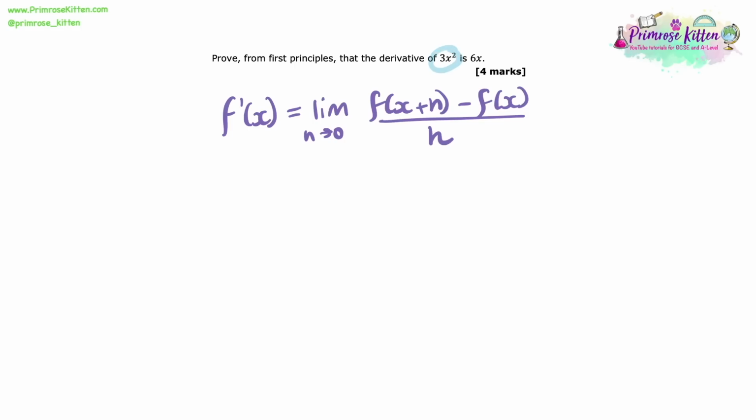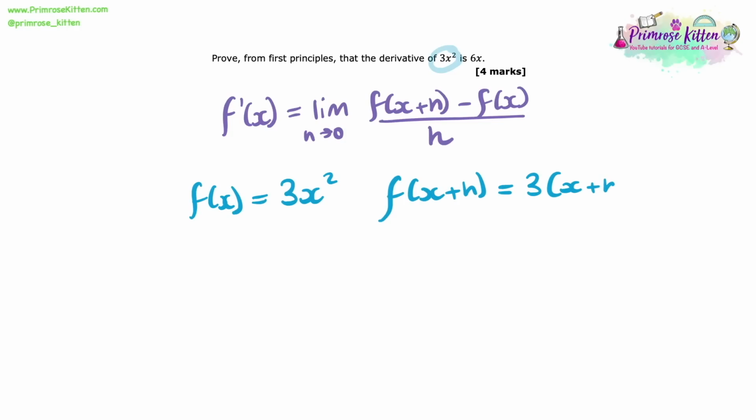And I don't like to rush these, okay? I like to start just by writing out what I know. F of x equals 3x squared. Really obvious. But now I'm going to write down what f of x plus h is. So to do this, I'm going to replace the x in 3x squared with x plus h. That gives me 3 of x plus h squared, which is, of course, 3 times x plus h times x plus h.